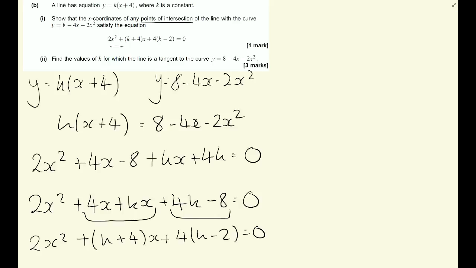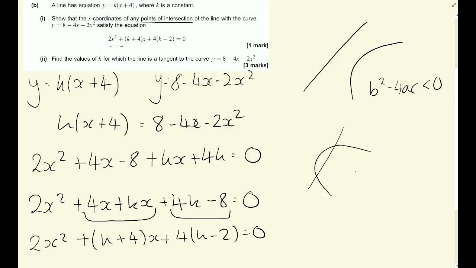Now for part 2, just a quick bit of theory here. If we've got a line and a curve that don't intersect at all, the discriminant of the intersection, b squared minus 4ac, would have no solutions, would be less than 0. If you've got a line and a curve that intersect twice, the discriminant of those two things would be greater than 0. In our case, it's a tangent, so we've got a line and a curve just touching. Just touching each other. So b squared minus 4ac equals 0.